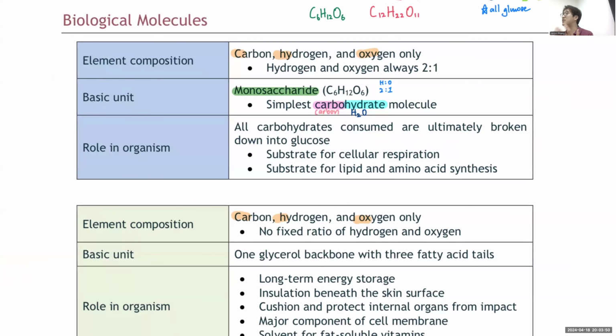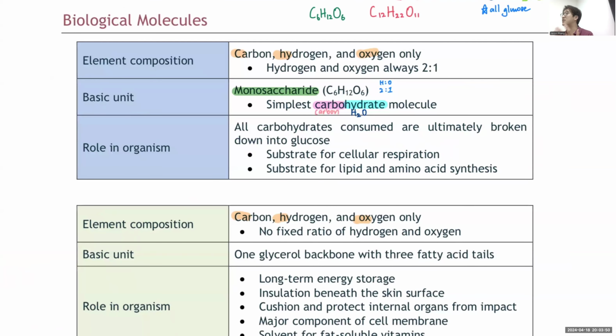All right. And take note of the sentence that comes before this. All carbohydrates consumed are ultimately broken down into glucose. So no matter what form of carbohydrates you consume in the digestive system, you will always try to break it down into glucose first, because that's the form the cell uses most straightforwardly. We'll talk about that when we come to nutrition in humans. Okay. All right. So that's it for carbohydrates. Go on to lipids now.